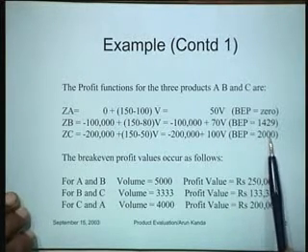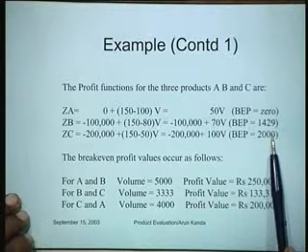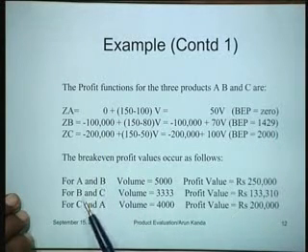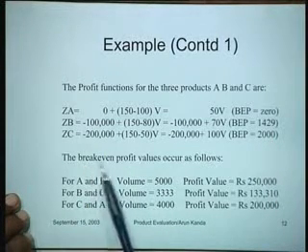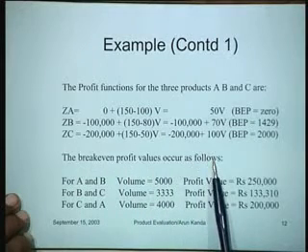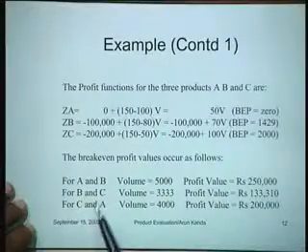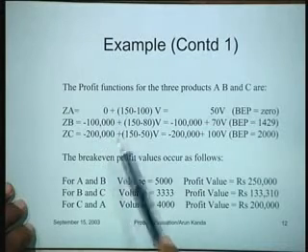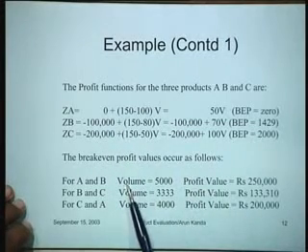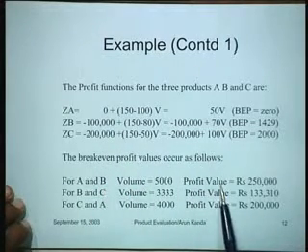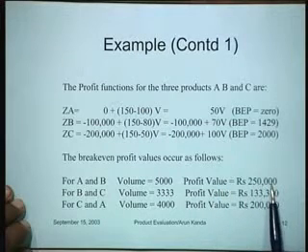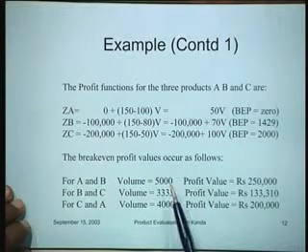Just to draw the graph more conveniently, we can perform these computations. We can find out where the break-even profit values occur. There are only three products, A, B and C. So for the intersection of two lines, there can be at most three possible intersections: between A and B, B and C, and C and A. We know the profit functions, so we equate them and we find that for A and B, at a profit value of 2,50,000 rupees, the volume is 5,000.